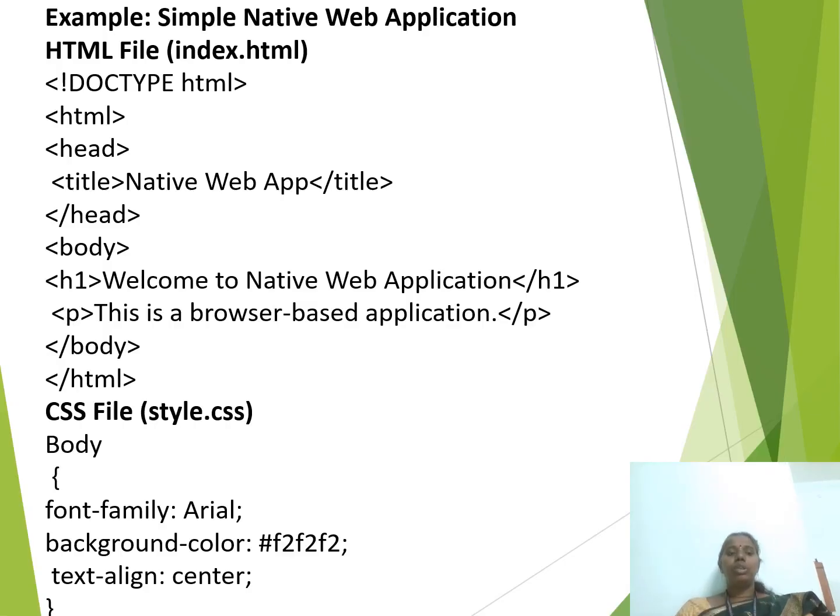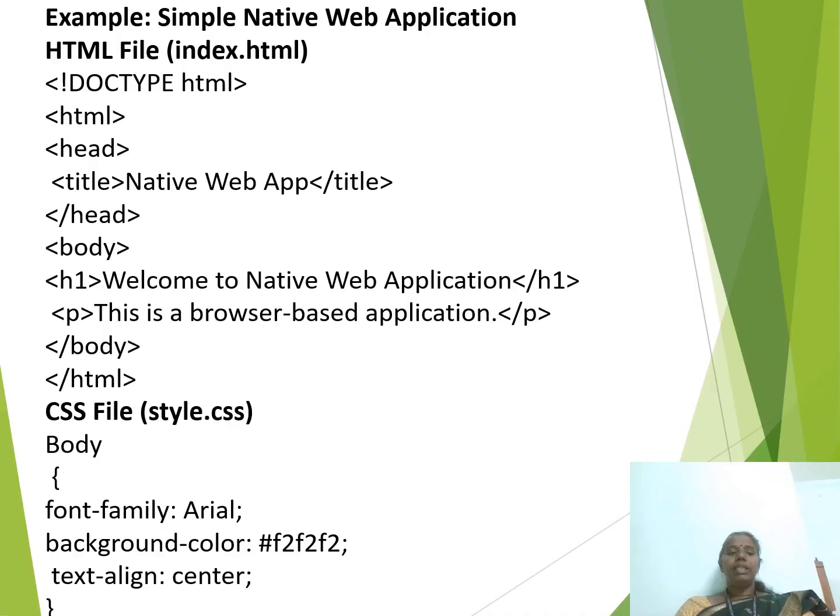Next, we are going to see a basic example of a native web application. We can create the HTML file index.html and the CSS file style.css. Now we are going to see the HTML file. The HTML file creates the structure of the web application. So this is the code, and I am going to explain it line by line.